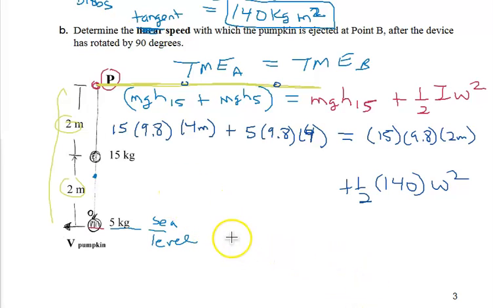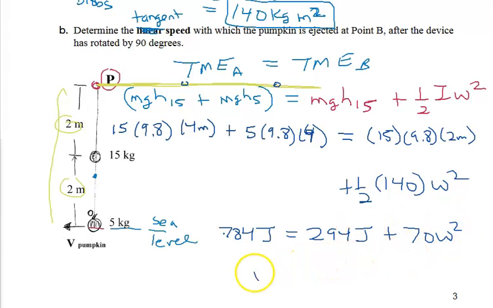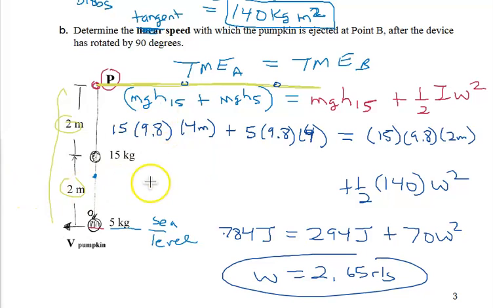All right, that gives you 784 joules equals 294 joules plus 70 omega squared. It gives you an omega of 2.65 radians per second. That's how fast this device is rotating at that instant, but that's not what we care about. That's going to fling the pumpkin off tangent, and we want to know how fast the pumpkin is going.